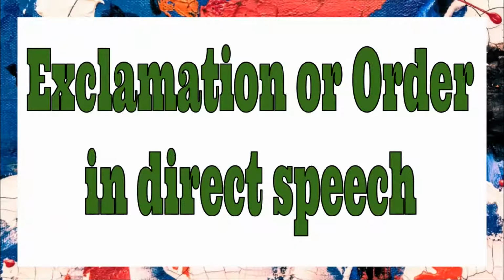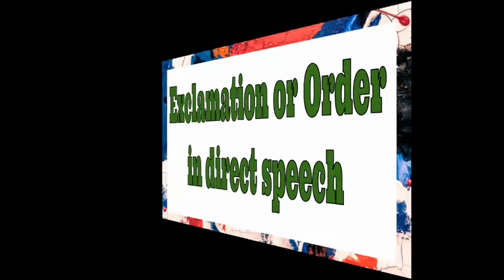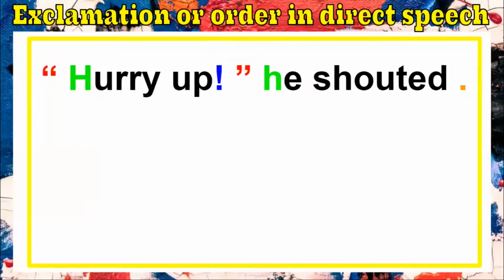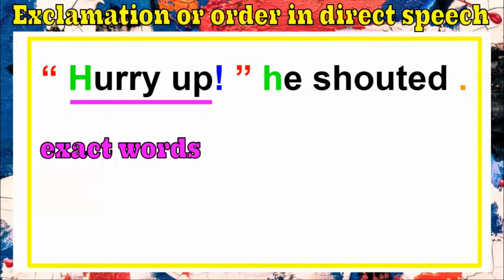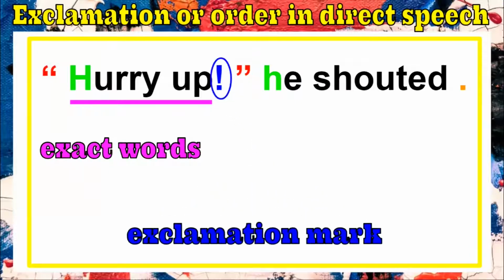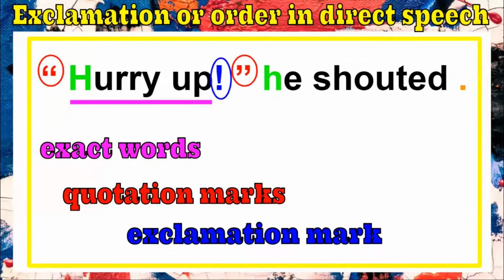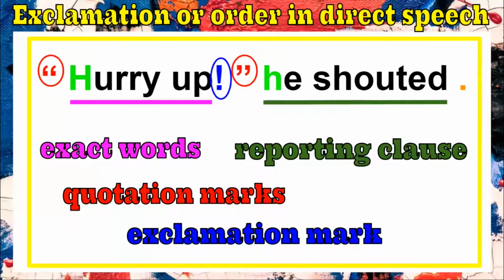Exclamation or order in direct speech. "Hurry up!" he shouted. The exact words of the speaker are, "Hurry up!" It begins with a capital letter and it ends with an exclamation mark. It is an exclamation or an order. The exact words are enclosed in quotation marks. The reporting clause is, he shouted. It begins with a small letter because he is a pronoun. It is not a proper noun. It ends with a full stop. The reporting clause is written at the end of the direct speech.